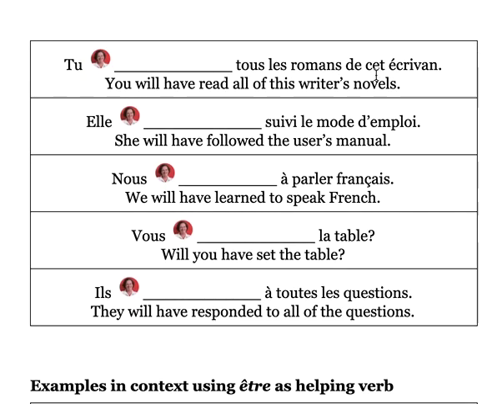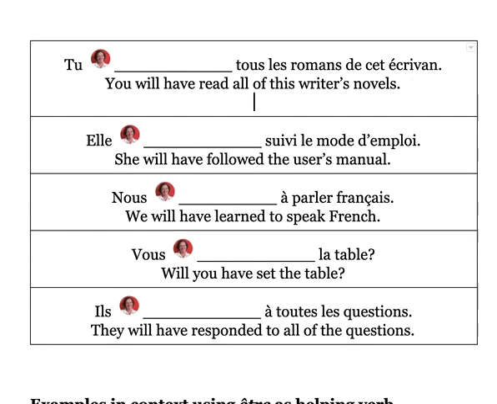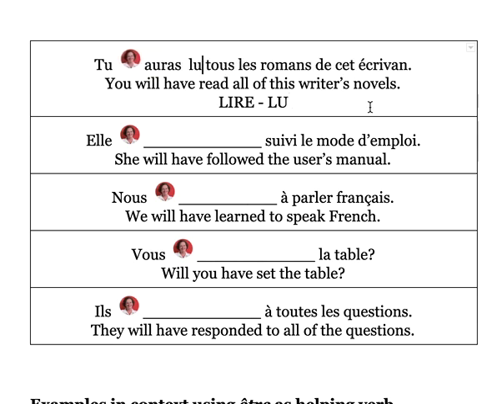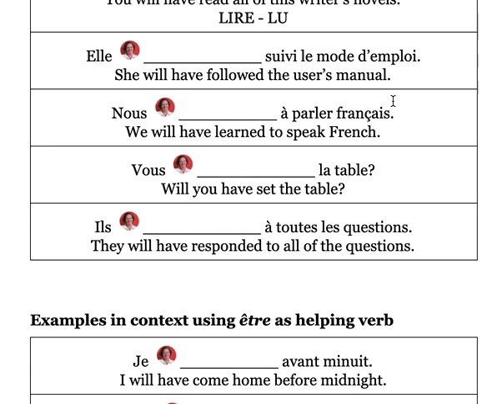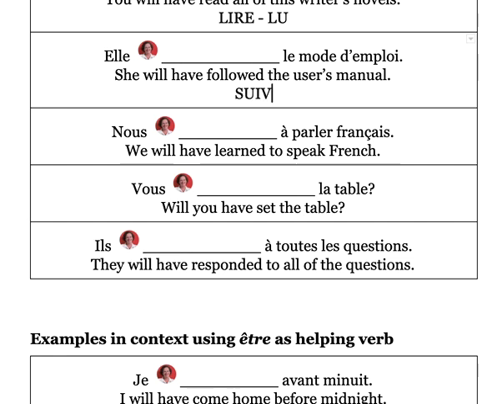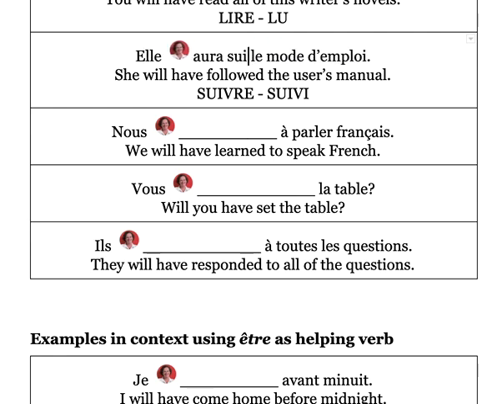Okay, let's go on to your tu form. You will have read all of this writer's novels. So, of course, this is our verb lire, past participle lu. Okay, donc tu auras lu tous les romans de cet écrivain. Super. Alors, elle. That's the helping verb of the verb suivre, okay? Suivre, so suivi is our past participle. Donc, elle, what is it? Elle aura suivi le mode d'emploi. D'accord?